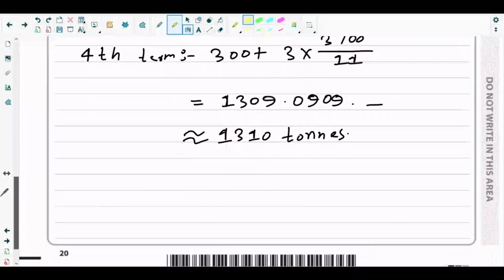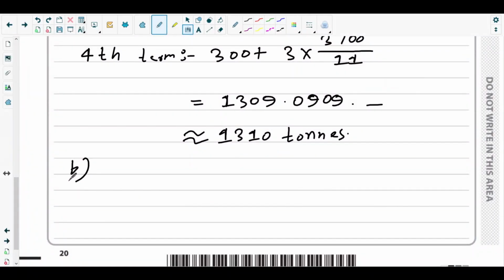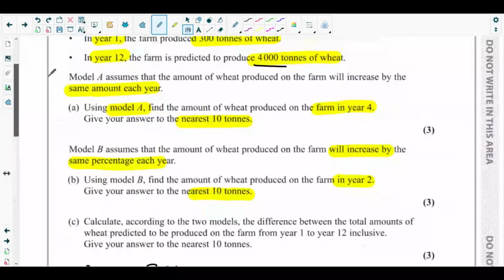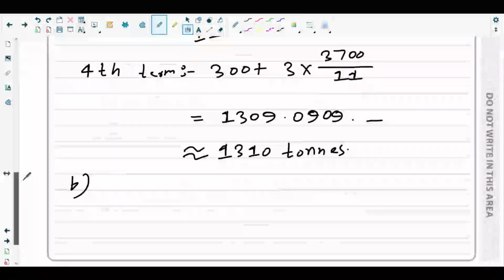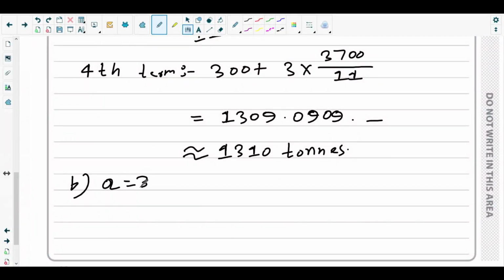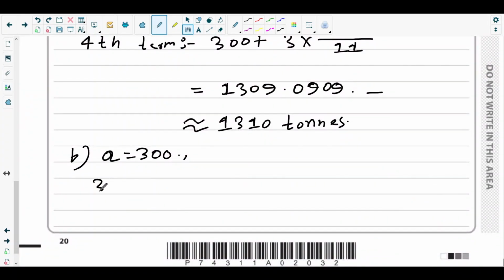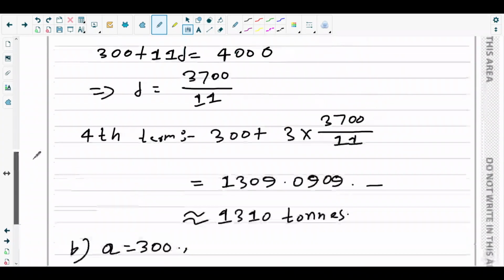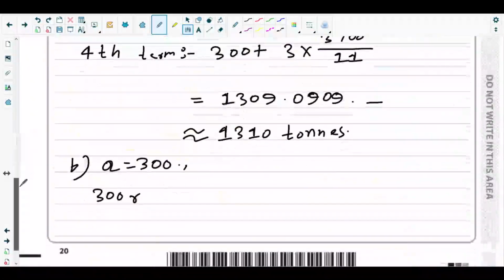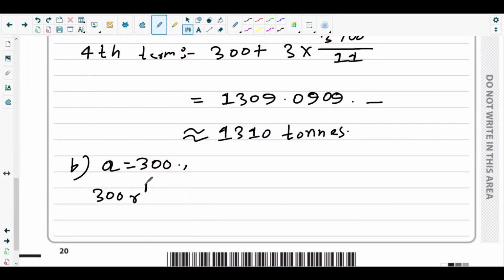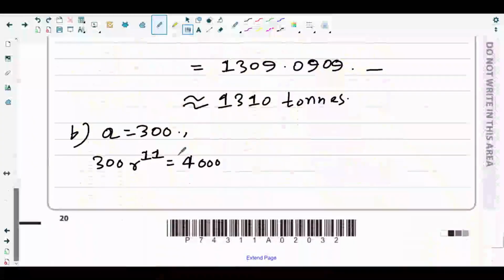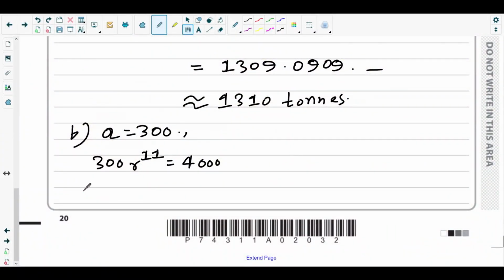So for part B, same approach as part A. I hope you understand. The first term is given as 300. So we need to find the common ratio. So 300 r to the power what? The 12th term is 12 minus 1, right? This is 11. This equals 4,000, exactly 4,000. So r to the power 11 equals how much?